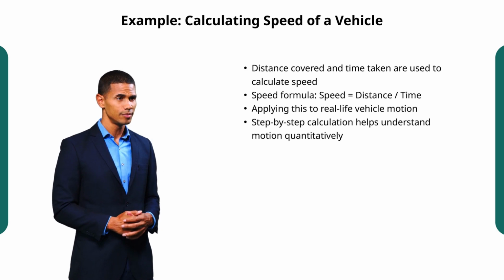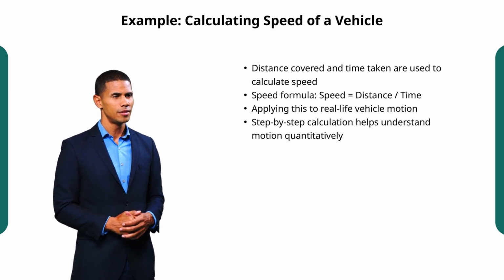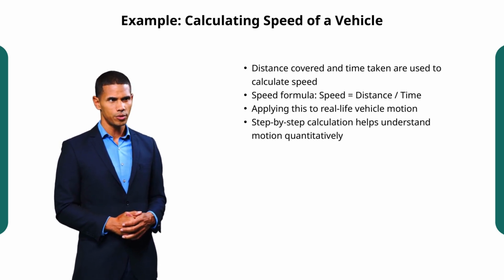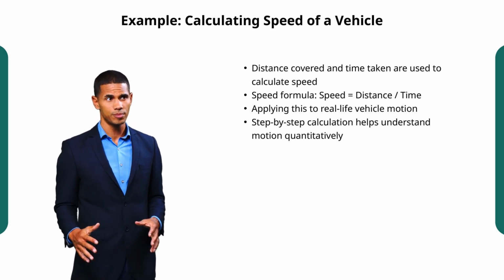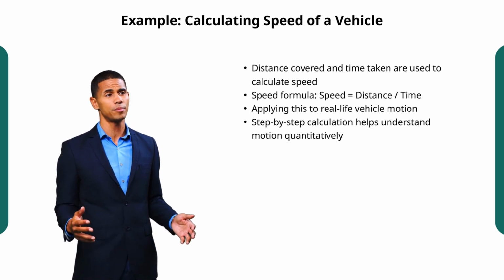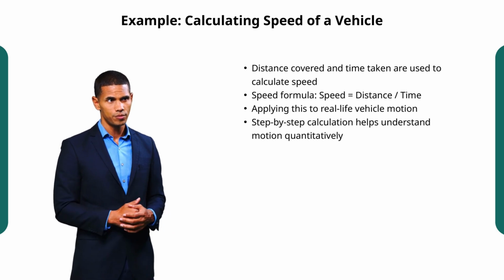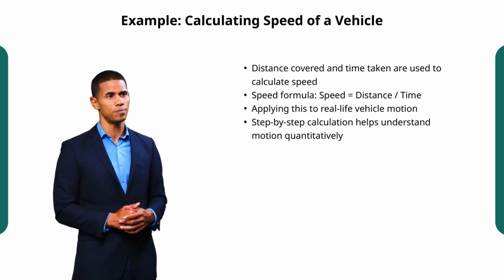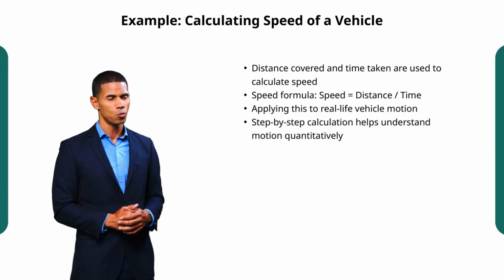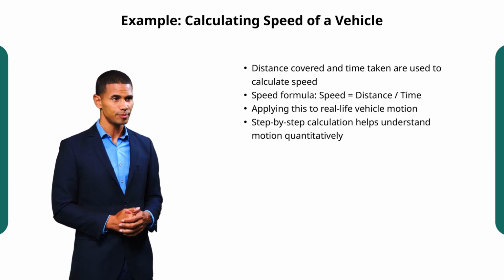Step 1. First, we identify the distance, 150 kilometers. Step 2. Next, the time, 3 hours. Step 3. Now apply the formula. Speed equals 150 kilometers divided by 3 hours.